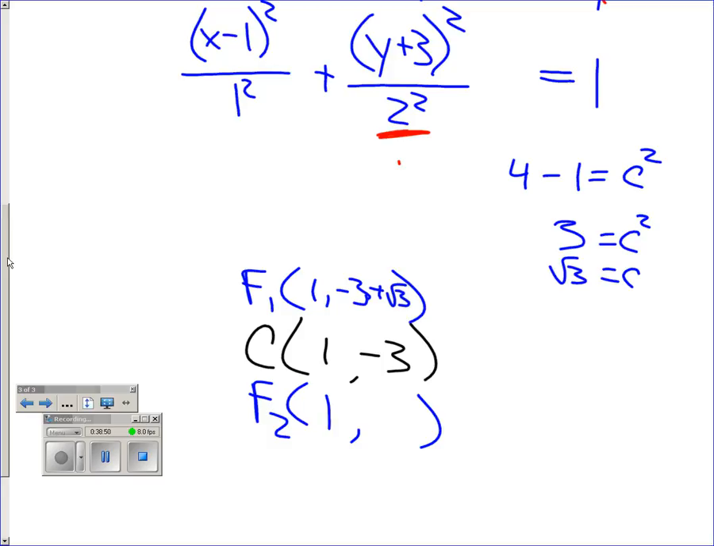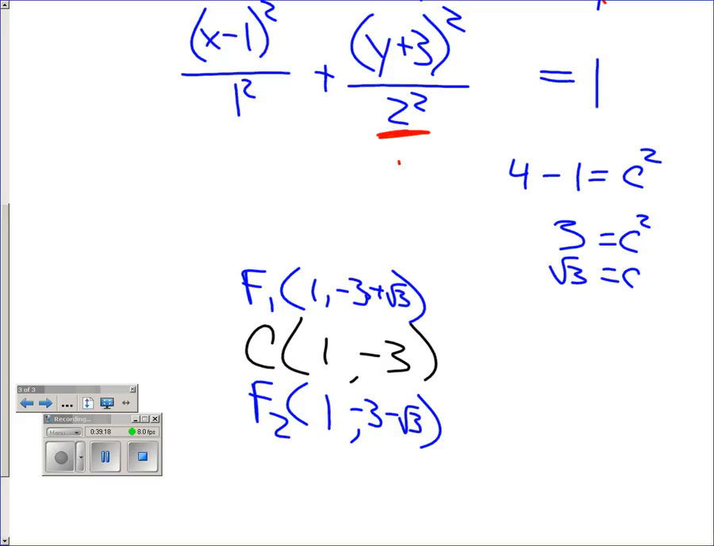1, negative 3 minus root 3. Again, all we're doing is going up root 3 and down root 3 from that center point. That's the plus and the minus root 3. Okay, when I'm working things out, I don't do that. I just try 1 comma negative 3 plus or minus root 3. That's about it.